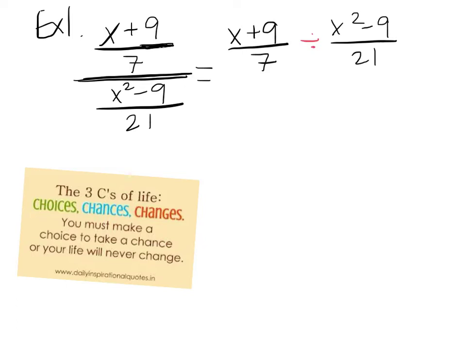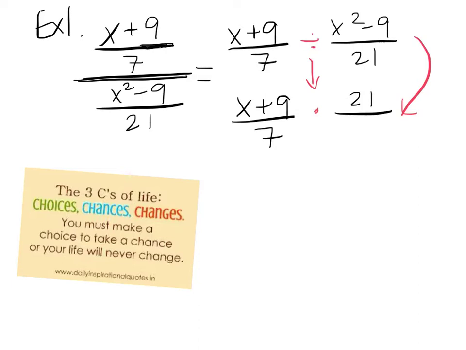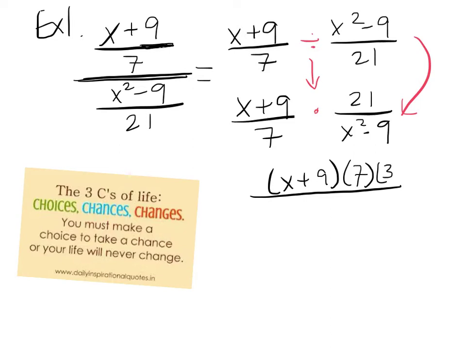So since this is a division problem, I'm going to keep my first fraction the same. I'm going to change division to multiplication, and I'm going to do the reciprocal of this fraction here. So I'm going to write 21 over x squared minus 9. My second step is to ask if I can factor anything. x plus 9 can't be factored. 21 is 7 times 3. My denominator 7 can't be factored. And x squared minus 9 is x plus 3 times x minus 3.